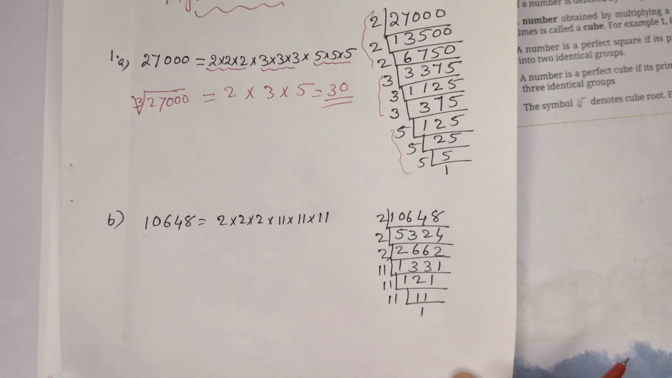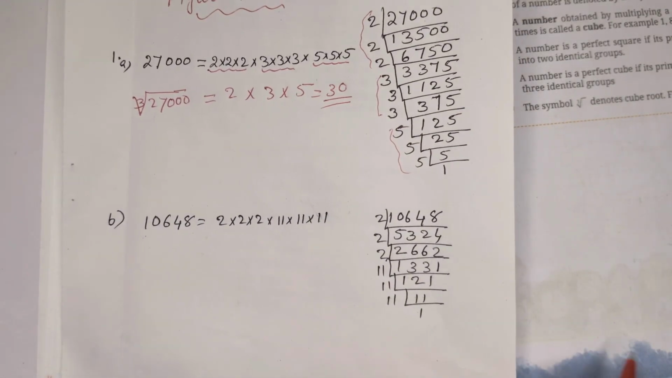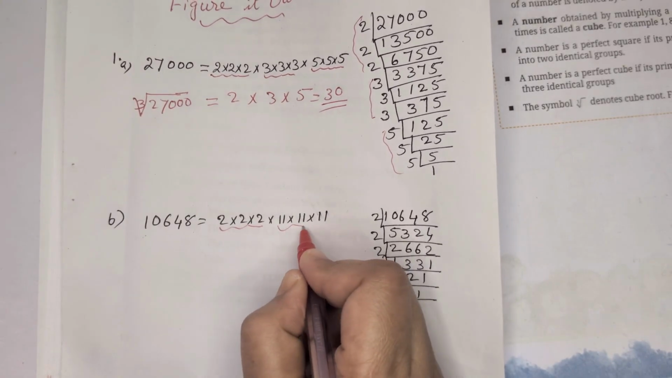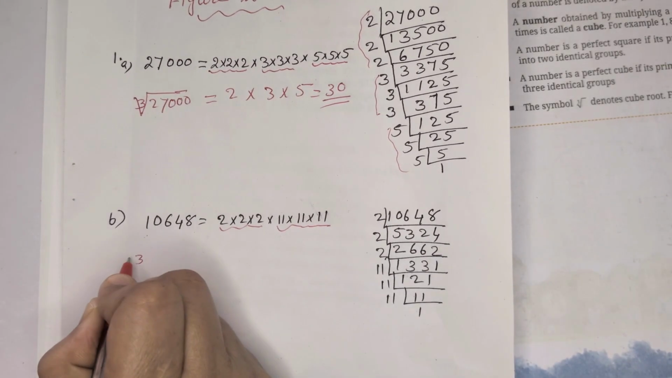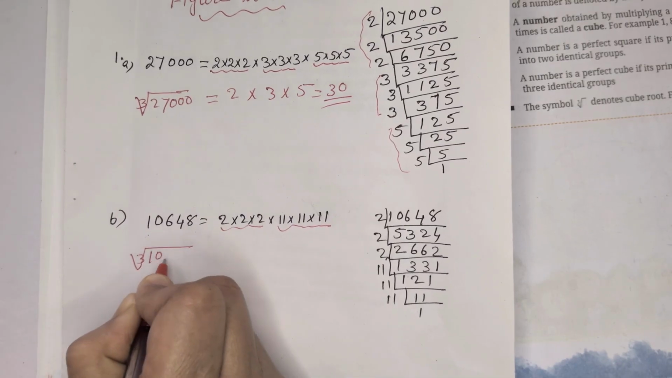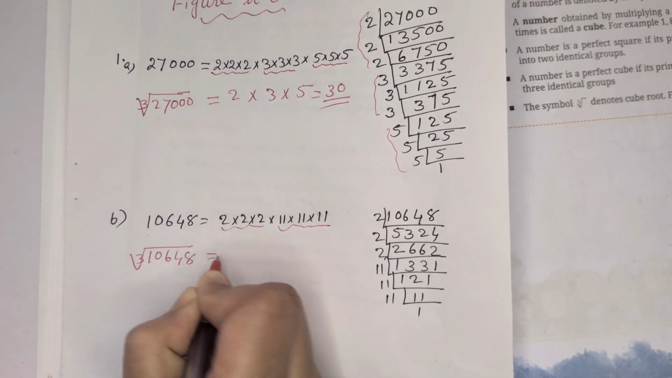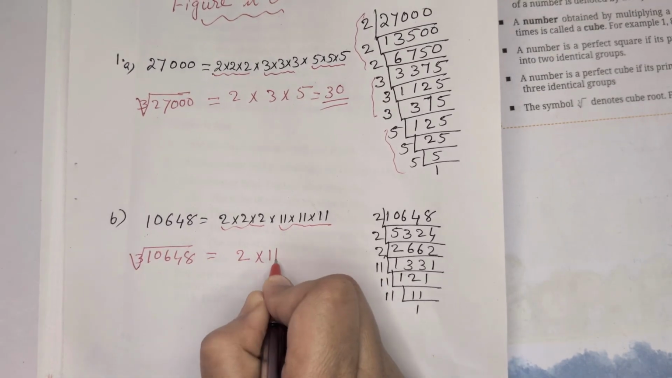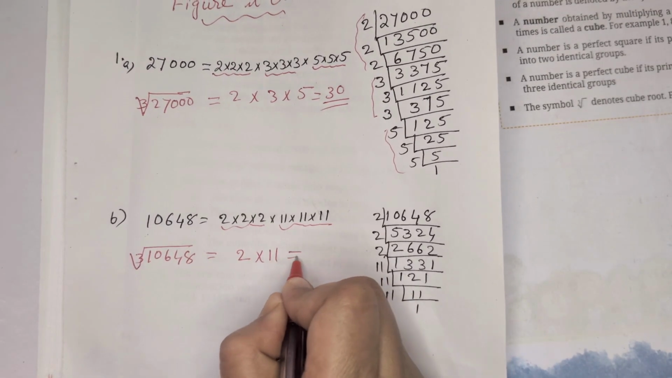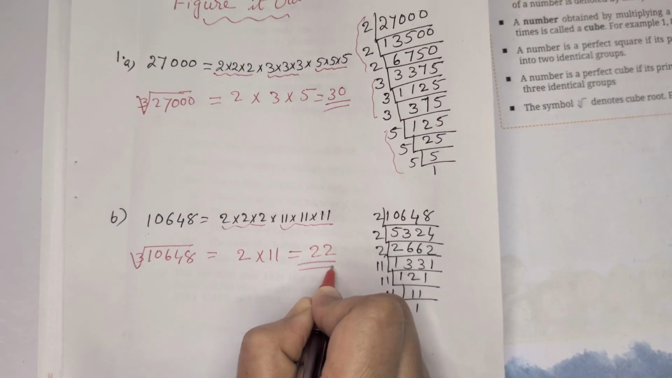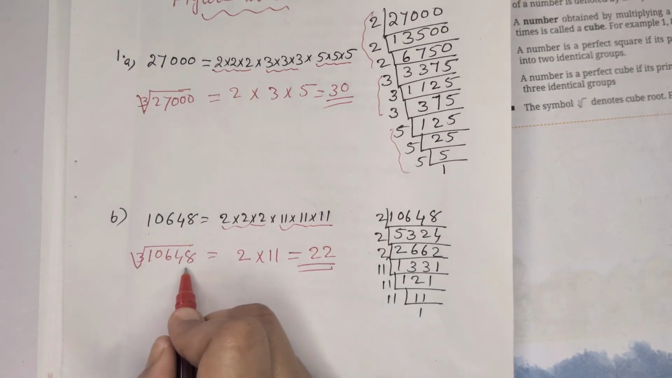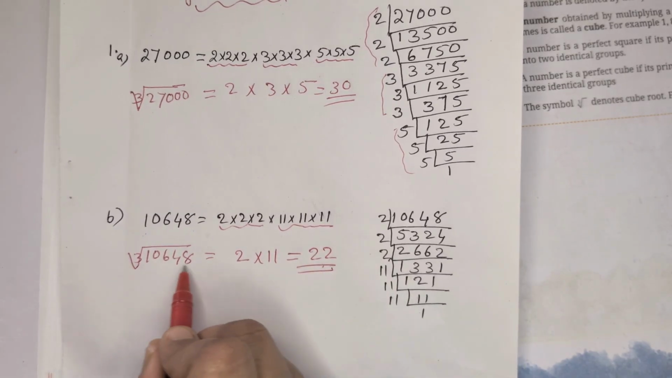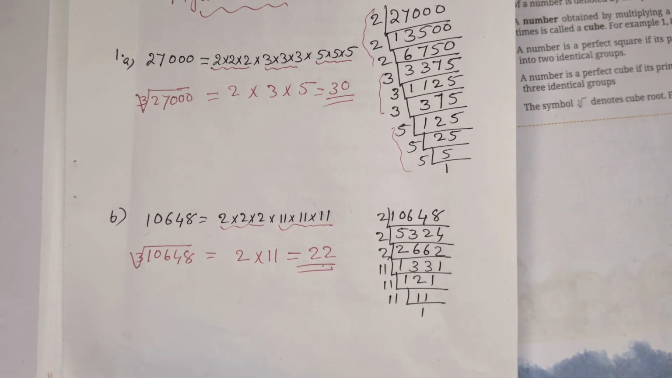Same way, second number 10,648. Here a group of 3. This also a group of 3, which means cube root of 10,648 is equal to 2 from the first group and 11 from the second group. 2 into 11, 22. So cube root of 10,648 is 22, or when we multiply 22 three times we will get 10,648.